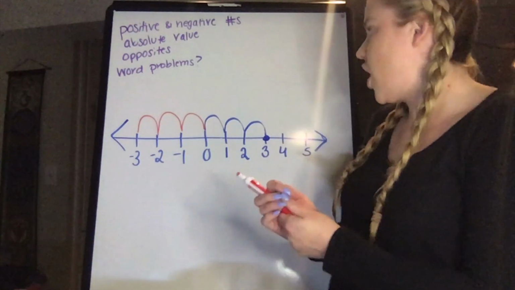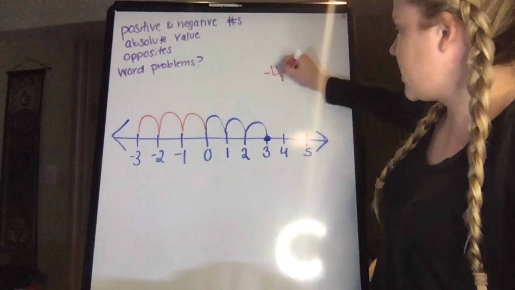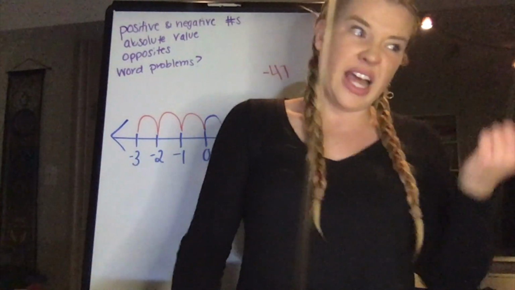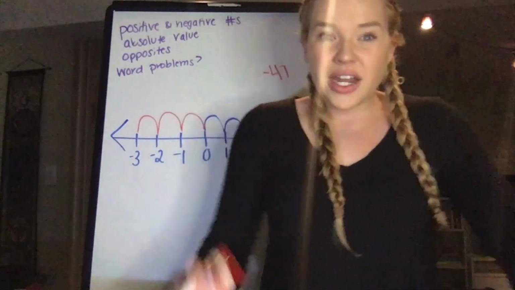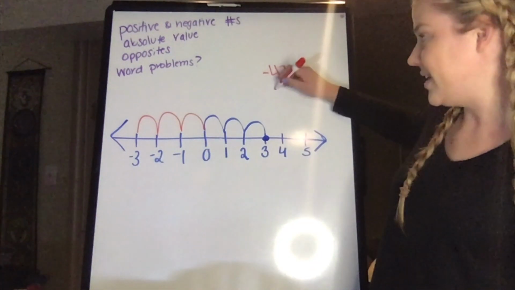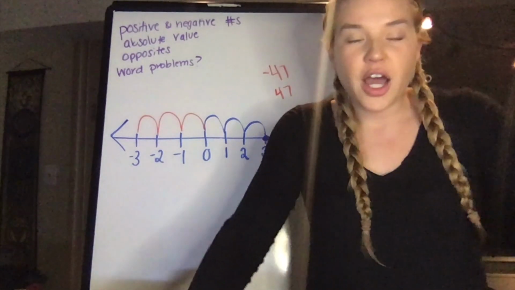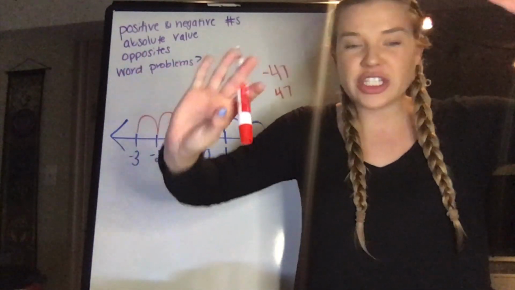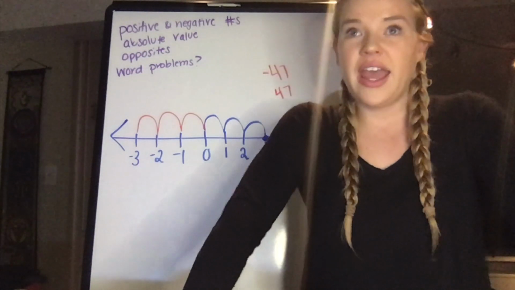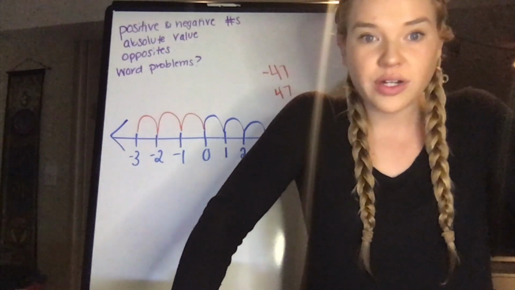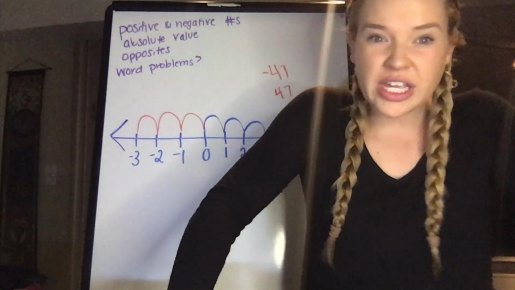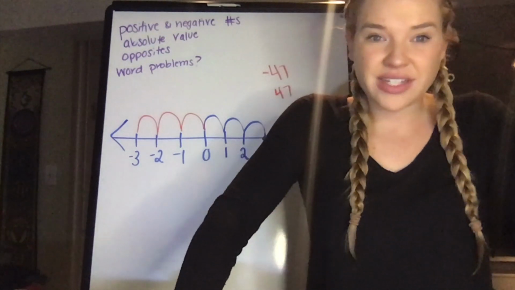So say I asked you for the opposite of negative 47. Well, I know negative 47 is just 47 hops to the left, right? Because I'm going into the negatives. Now, what number would be 47 hops to the right? Positive 47. An opposite is all just switching the sign. Okay, so if I asked you for the opposite of 15, it would be negative 15. If I asked you for the opposite of negative 47, it's positive 47. If I asked you for the opposite of 1,030, it would be negative 1,030.